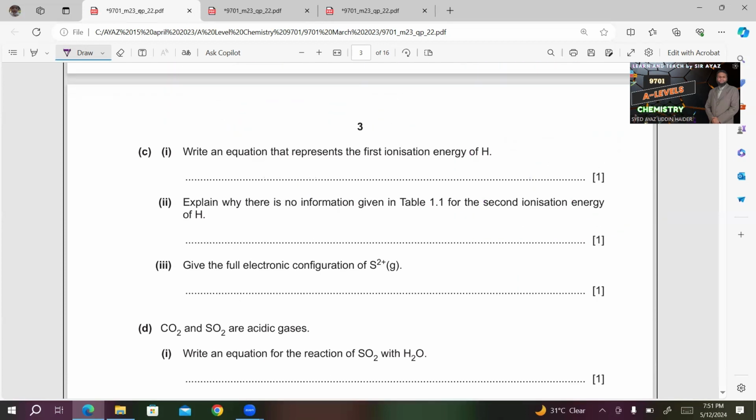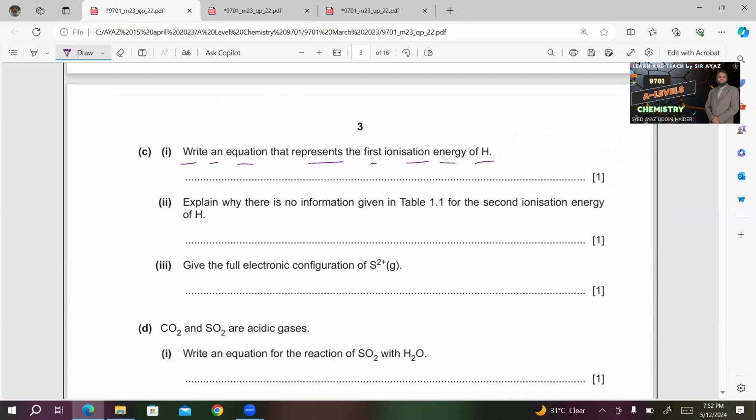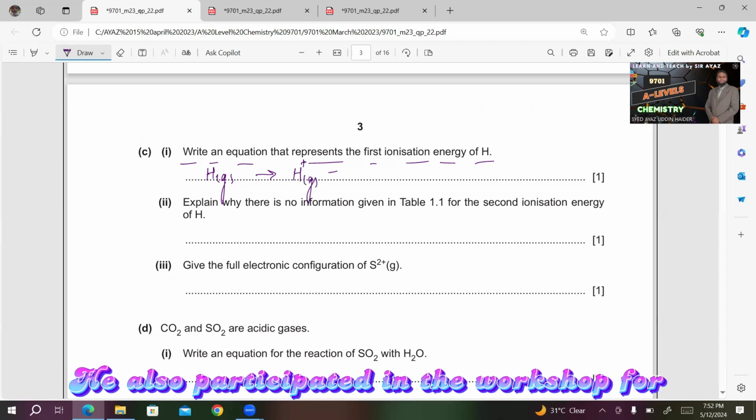Moving to next part, C1. Write an equation that represents the first ionization energy of H. We know that the ionization energy is the amount of energy required to remove an electron from the valence shell in the gaseous state of an atom. So I will write H gas. Only 1 atom, not molecule. So it must be forming a plus ion, and it's also in the gas state, and 1 electron will be removed. It will be represented like this.